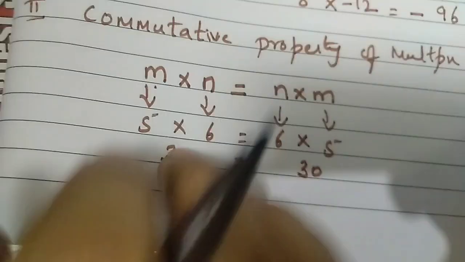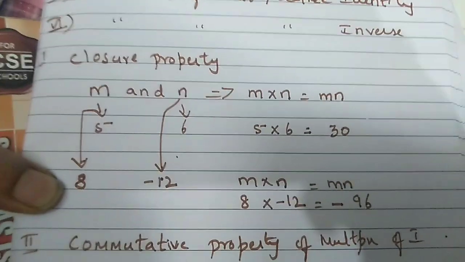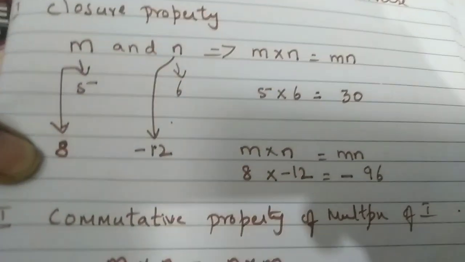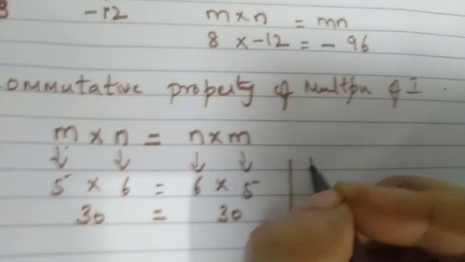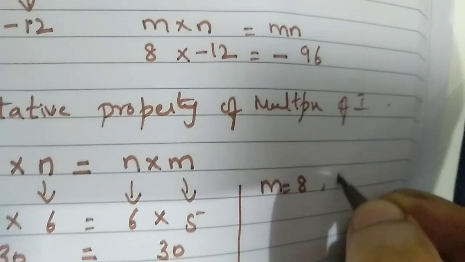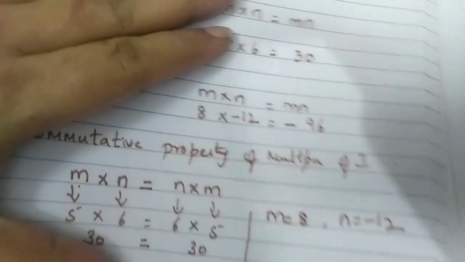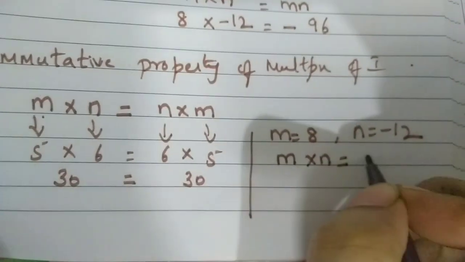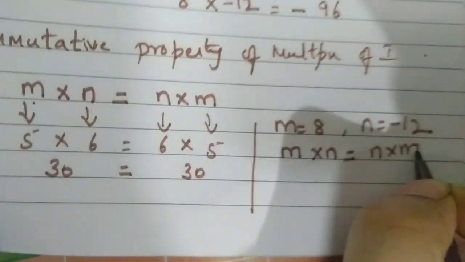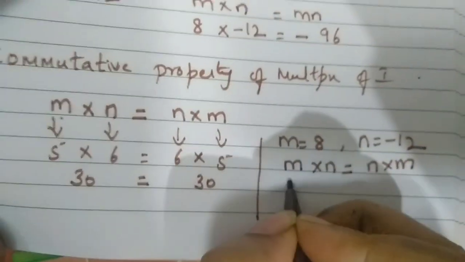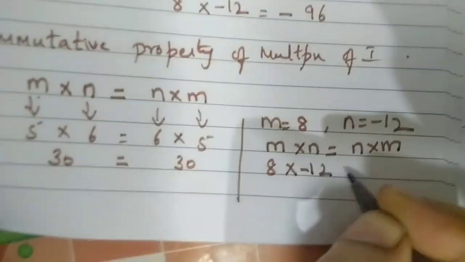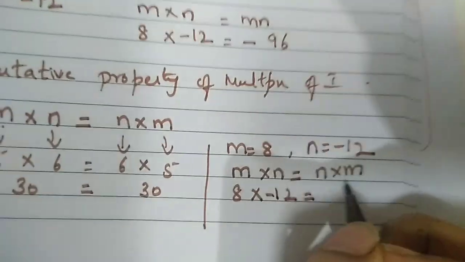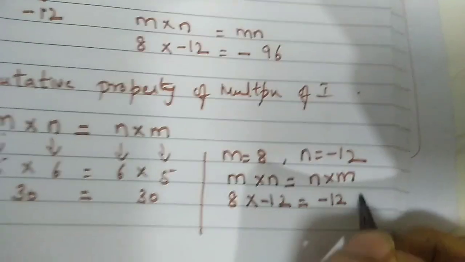Let's try and use the other numbers which I had used earlier, like one positive and one negative. So let's now substitute the value of m to be 8 and the value of n to be minus 12. According to the commutative property, m into n is equal to n into m. So here it has to be equal to, the value of n is minus 12 into 8.